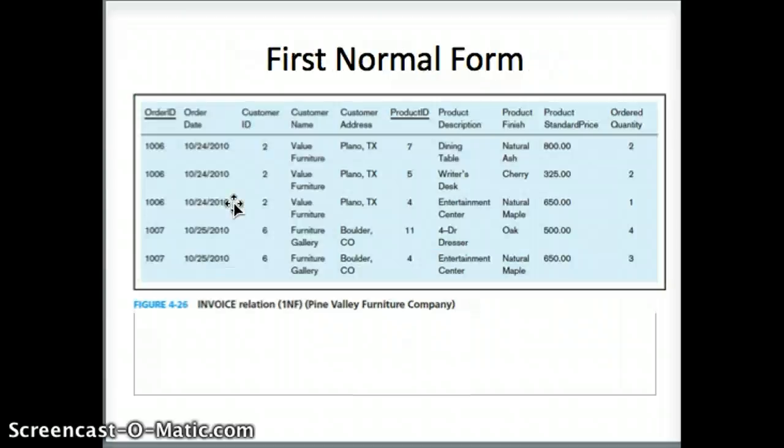Next, first normal form is a relation that has a primary key and in which there are no repeating groups. Here we have an example of first normal form. There are no multi-valued attributes, every attribute value is atomic, and there are no repeating groups. So this is the first normal form.